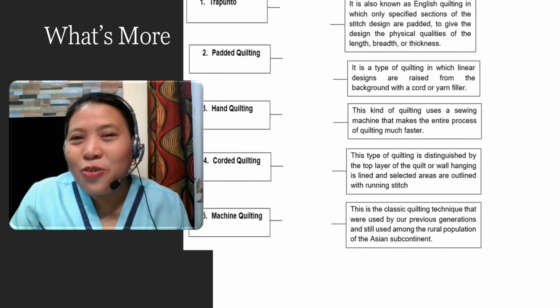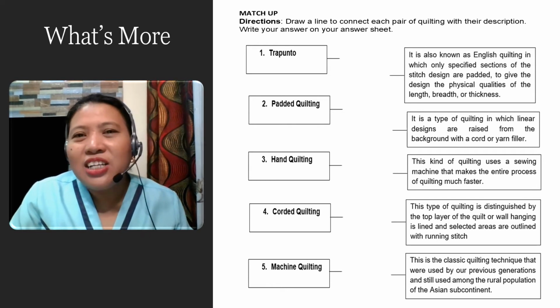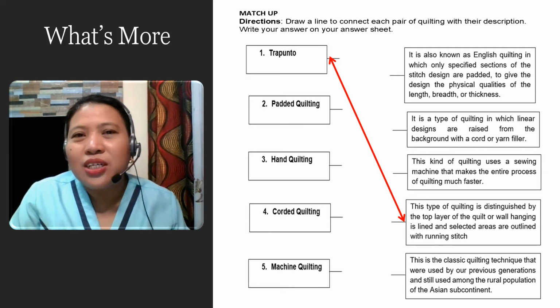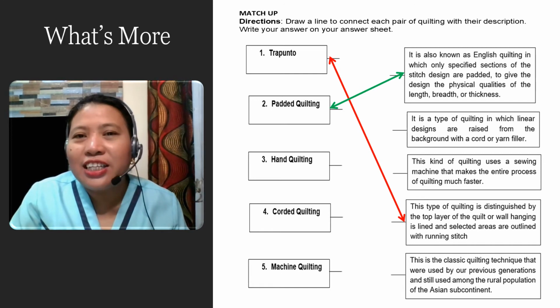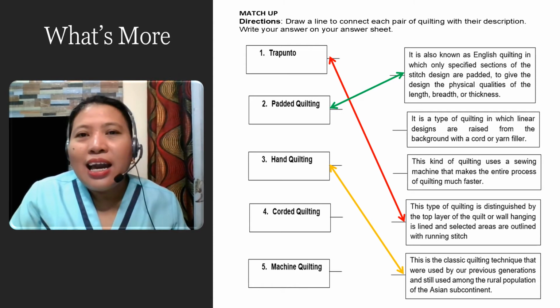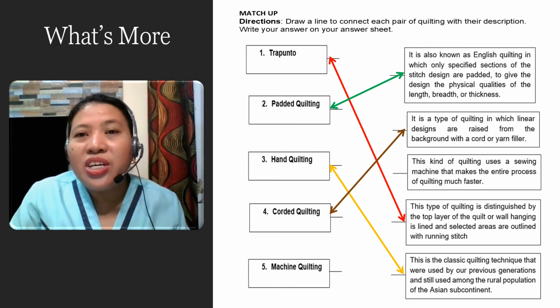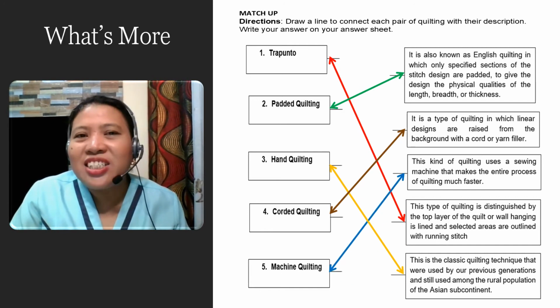Okay, class, kindly show me your answer. Let's check whether you got it all right. So for number 1, trapunto, selected areas are outlined with running stitch. Number 2, padded is also known as English quilting. Number 3, hand is the classic technique. And number 4, corded, in which designs are raised from the background with a cord or yarn filler. And for number 5, machine makes the entire process of quilting faster.